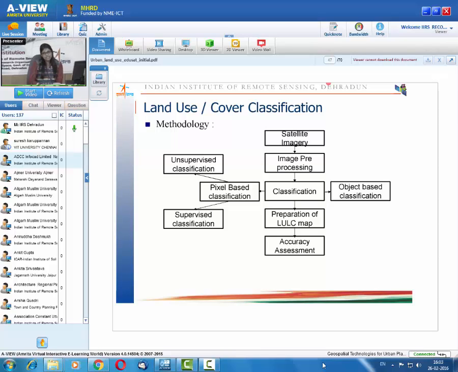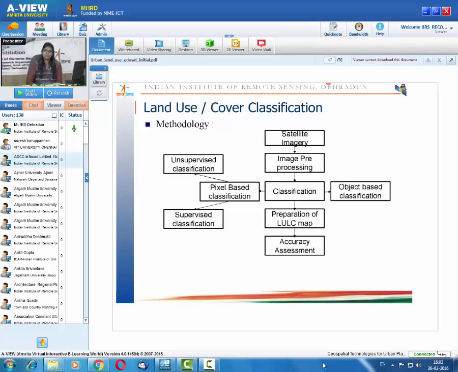So for pixel based classification, we have the satellite imagery. We do image pre-processing. When I say image pre-processing, that means certain geometric corrections can be removed from the data, and some radiometric corrections can be done to the data, and then classification. If you do not have the knowledge, you can go for unsupervised classification. You can prepare the LULC map subsequently. Then you can do accuracy assessment.